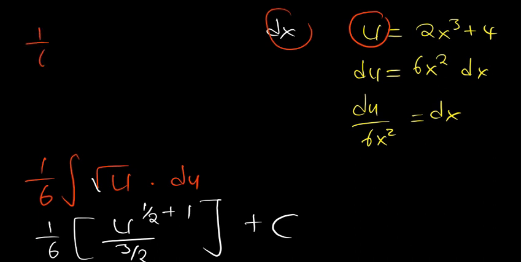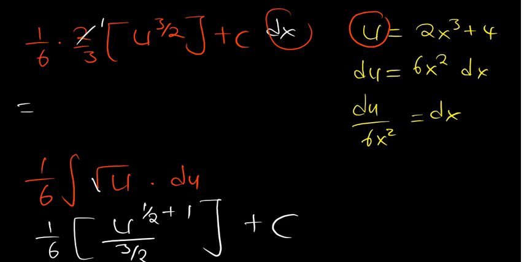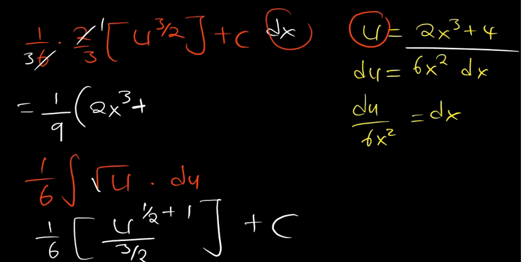So we have 1 over 6, and then we have 2 over 3, and then we have u to the power 3 over 2, plus c. 2 there is 1, 2 there is 3. So we have 1 over 9. Yeah, 1 over 9. And then for our u, it is equal to 2x to the power 3 plus 4. Now raise to the power 3 over 2 plus c. That's the result there.